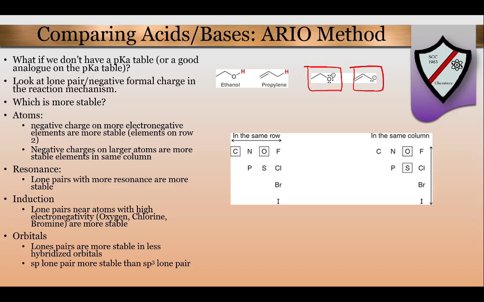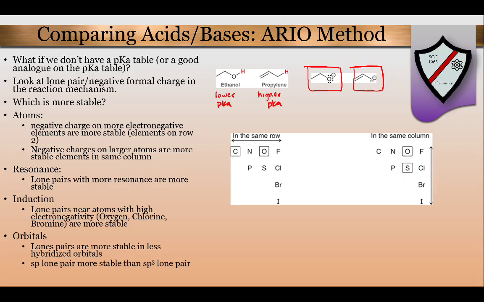So what that means is it's easier for ethanol to give up that proton, much easier for ethanol to give up that proton than it is for propylene, because oxygen can handle negative charges. Carbon does not like negative charges. And furthermore, what that means is this would have a lower pKa. Remember, we like to think of pKa as kind of a rating for how much hydrogen wants to be in that particular location, and a higher pKa for the propylene molecule.